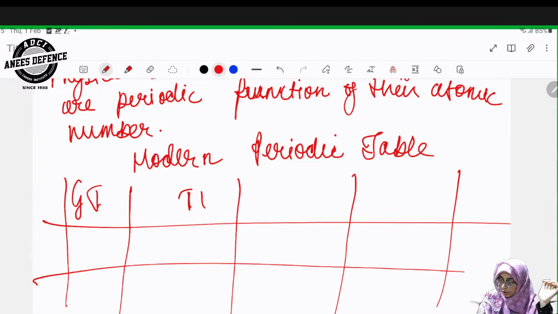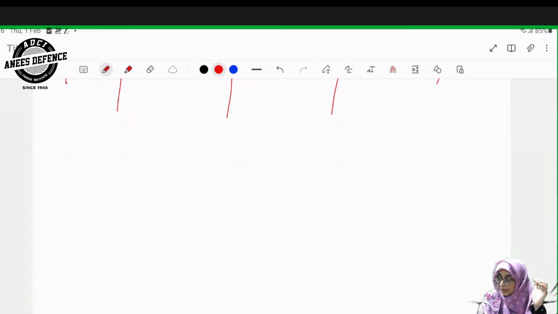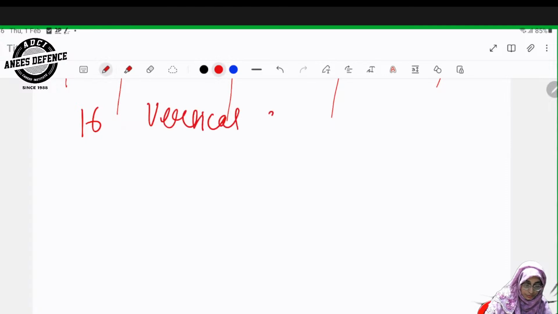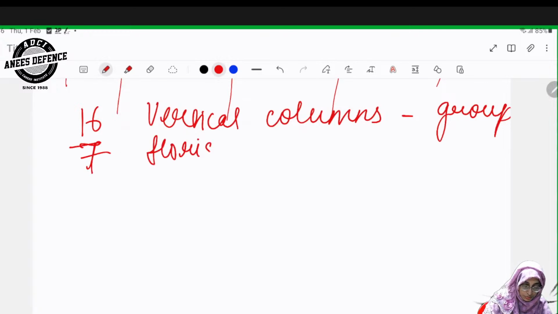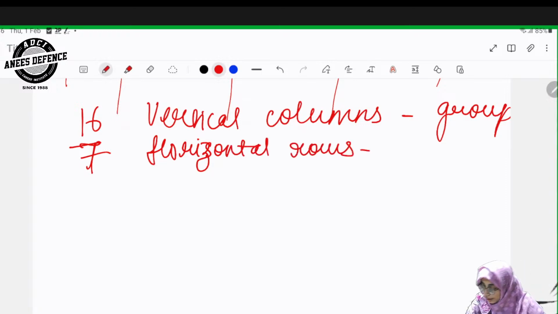So altogether there were 16 vertical columns and 7 horizontal rows. The 16 vertical columns are called groups, and the 7 horizontal rows are known as periods.